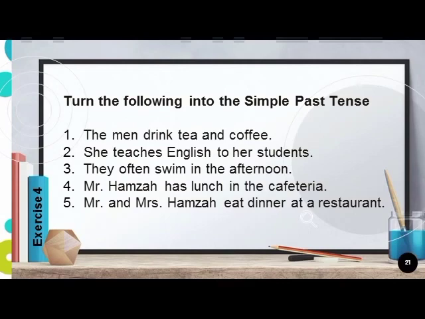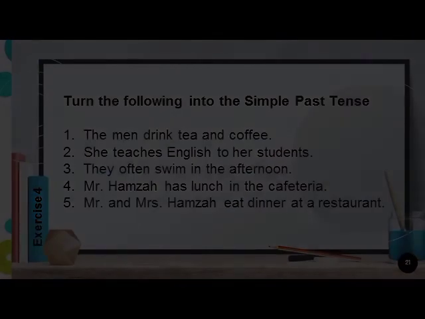The answers are 1. The men drank tea and coffee. 2. She taught English to her students. 3. They swam in the afternoon. 4. Mr. Hamza had lunch in the cafeteria. 5. Mr. and Mrs. Hamza ate dinner at a restaurant.